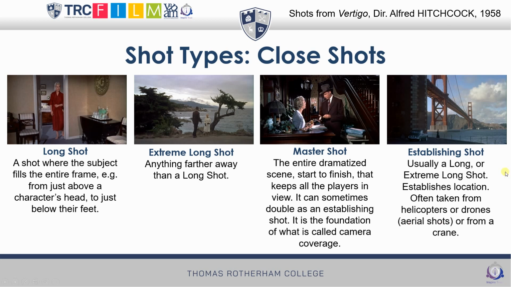We certainly didn't have drones in 1958 when Vertigo was being made. However, they're not always taken from things that fly. It can be taken from anything that's very high up. You could be looking down from the top of a building. Commonly, you'll use cranes, right? Put the camera on top of a big crane.